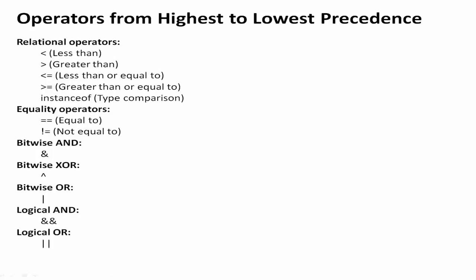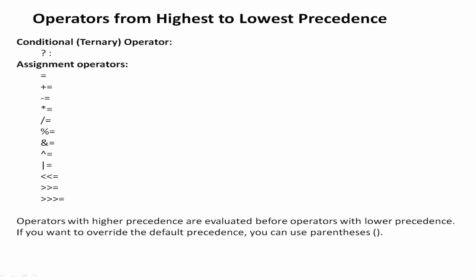Then, moving to lower precedence, relational operators: less than, greater than, less than equal to, greater than equal to, equality operators: equal to, not equal to, bitwise AND, bitwise XOR, bitwise OR, logical AND, logical OR. Ternary operator as we have seen earlier. Next, assignment operators: equals, plus equals, minus equals, multiplication equals, division equals, modulo division equals, AND equals, XOR equals, OR equals, left shift equals, right shift equals, whereas right shift with unsigned integer. If you have a signed integer, you are going to use the sign bit.